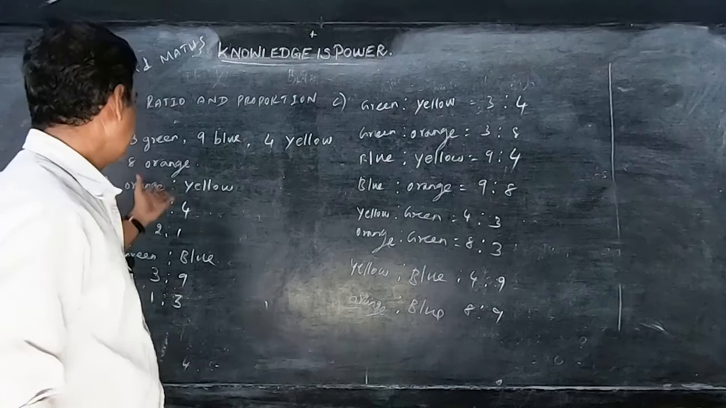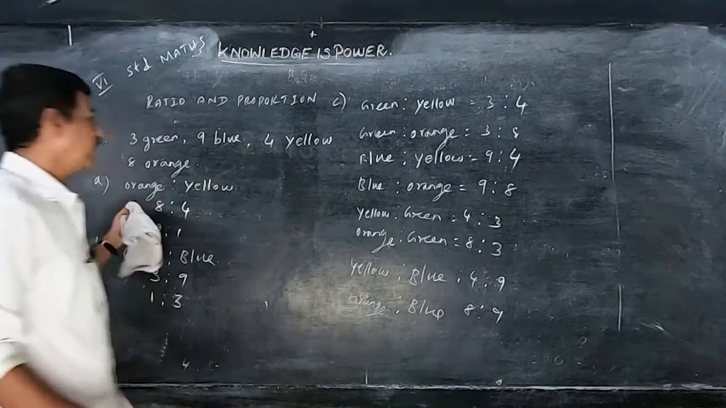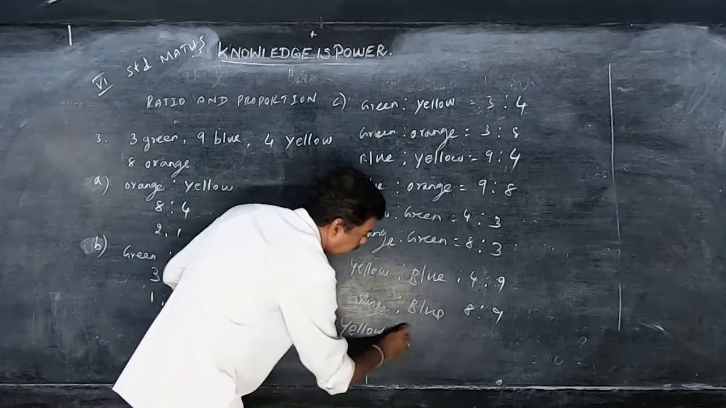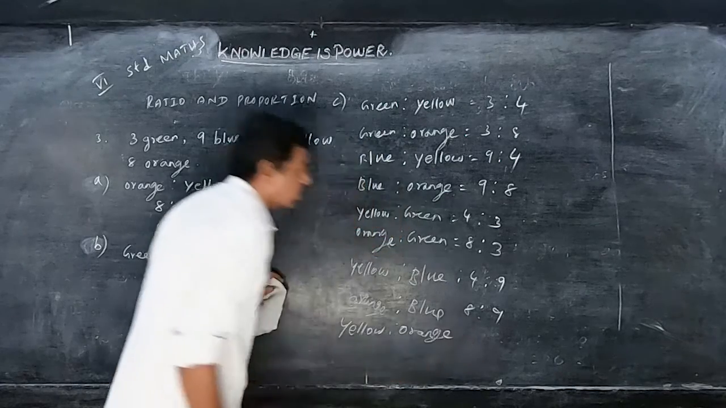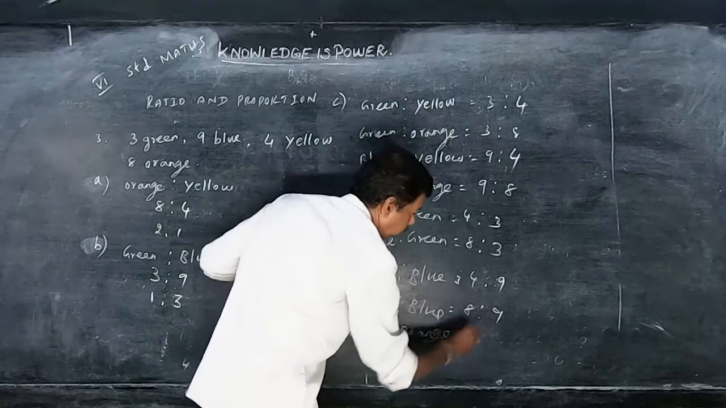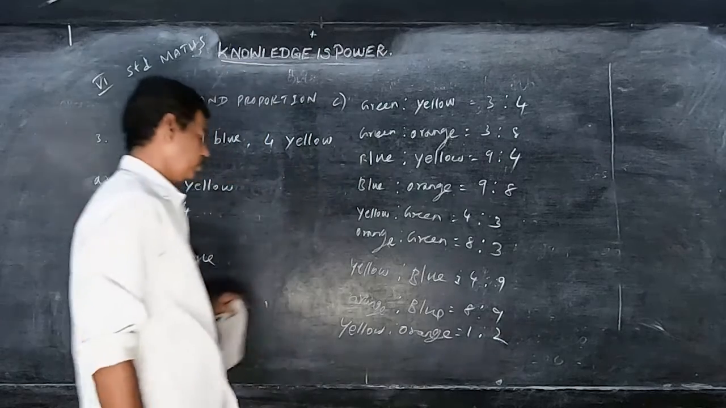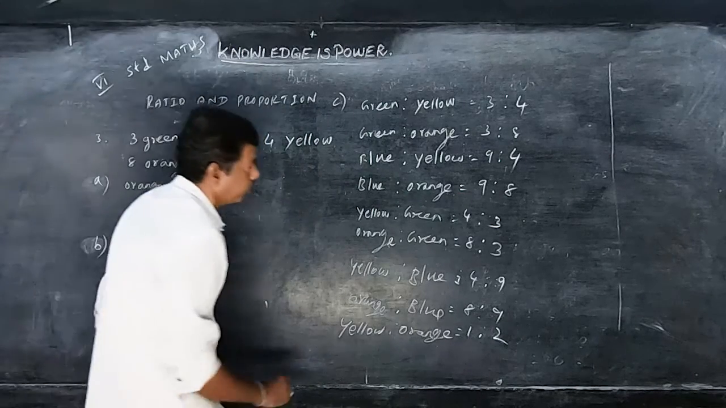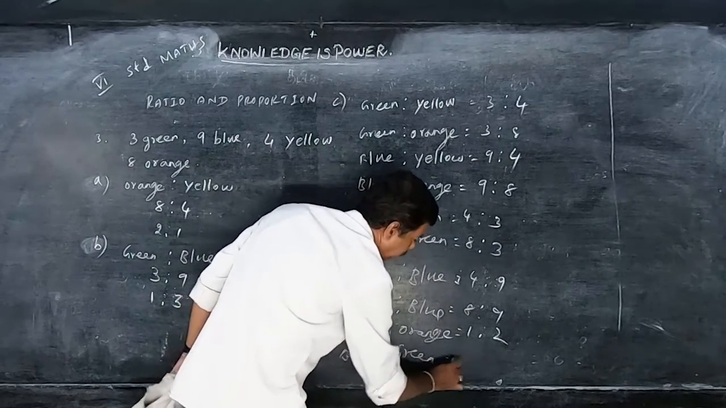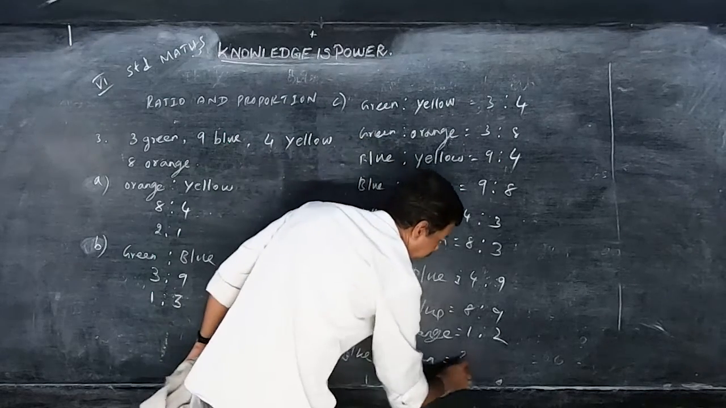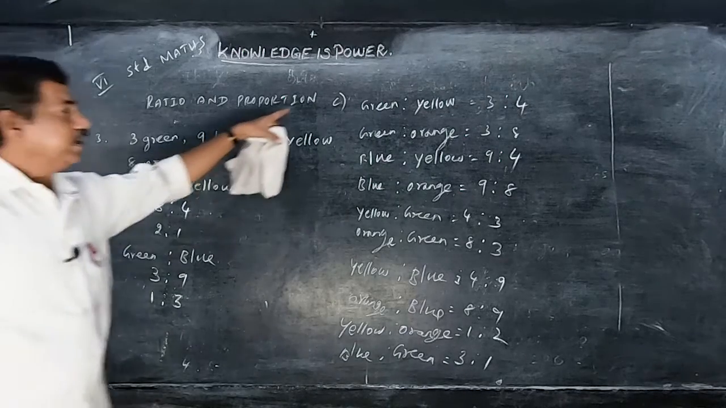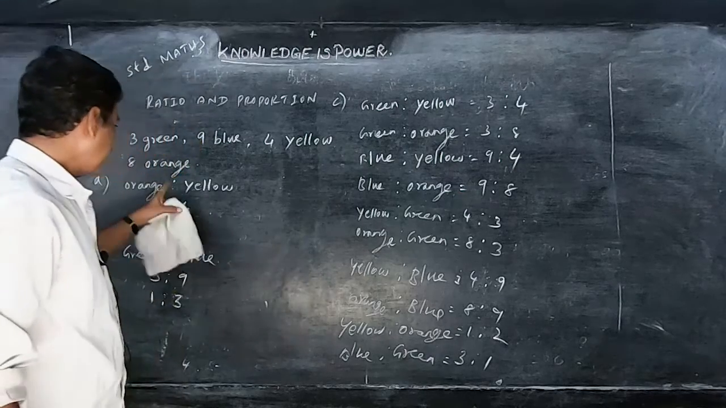Yellow with orange. We have to write these two in reverse. Yellow is to orange, yellow is to orange is what? 4 is to, that is 1:2. Then blue with green, that is 3:1. Already we found 2 here. The 4 I wrote here, I have flipped it. The 2 that was written, I have flipped too.